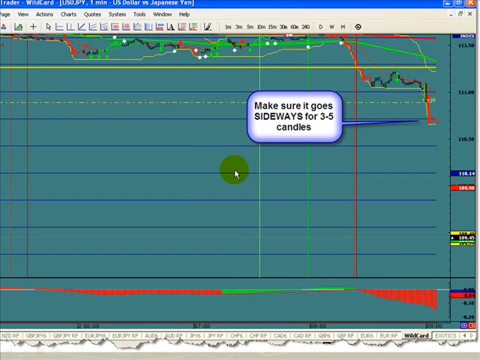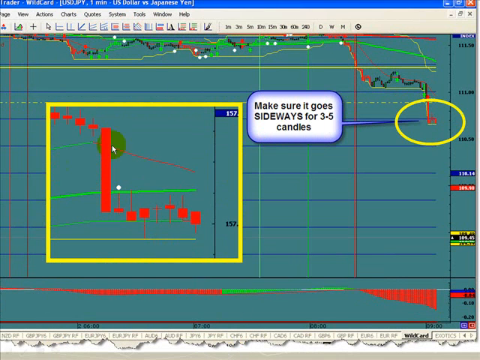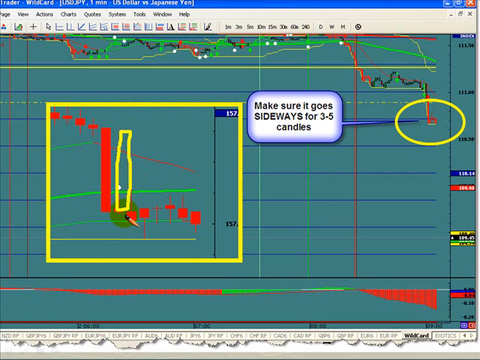So what do we want it to do? We want to make sure it goes sideways for 3 to 5 candles. So I kind of blew one up here. See, there's the reaction to the news, and then it's going sideways. The reason we want to do that is because if it's a ho-hum, oh well, that doesn't mean that much, then we'll see the candle come right straight back up. It's what we call a whipsaw. And if you entered your trade right in here, you're liable to get stopped out right here.